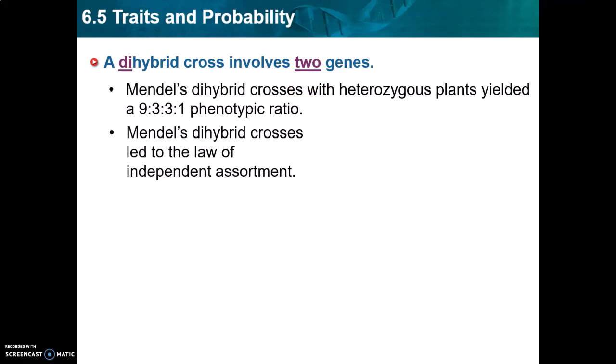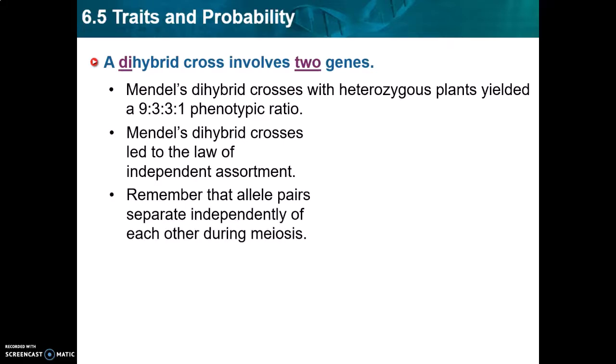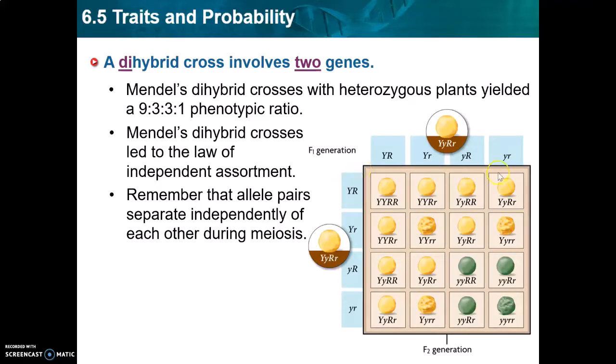And Mendel did this when he did dihybrid crosses to learn about the law of independent assortment, which is, if you remember, when the alleles separate independently for different genes during the process of meiosis. So here's an example of a dihybrid cross. Notice, first of all, this is more than just 4 boxes because we have to track 2 different genes at the same time.